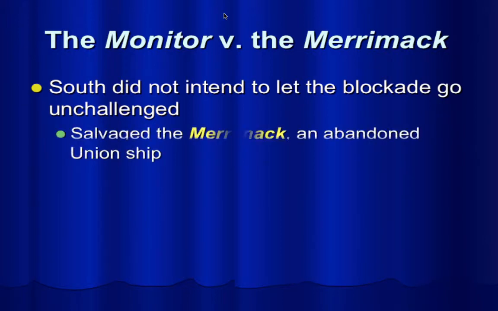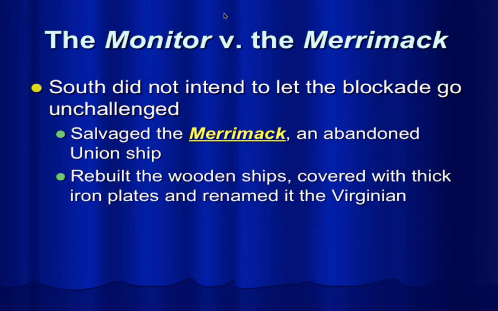So they salvaged a ship called the Merrimack, vocabulary term. It's an abandoned Union ship covered with thick iron plates and used by the South. So it's still a wood ship, but it has iron plates on it. It was renamed the Virginian, and I'm certain if you read Southern textbooks, it's not the Monitor and the Merrimack, but it's probably the Monitor versus the Virginian. But they used this ship.